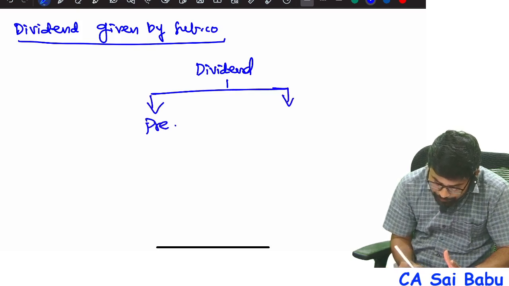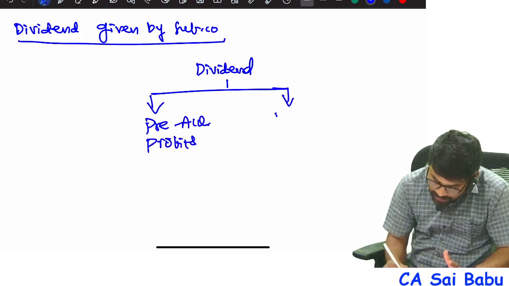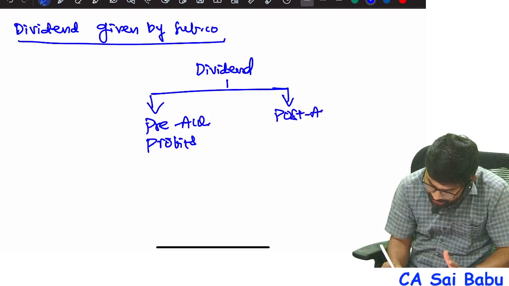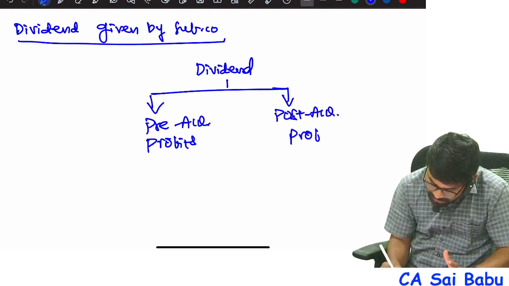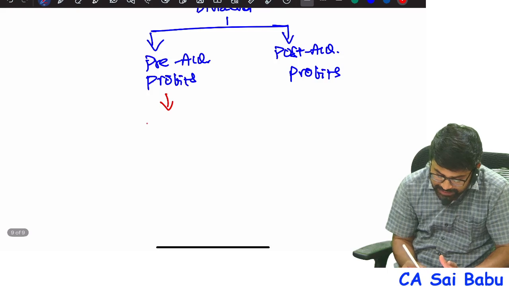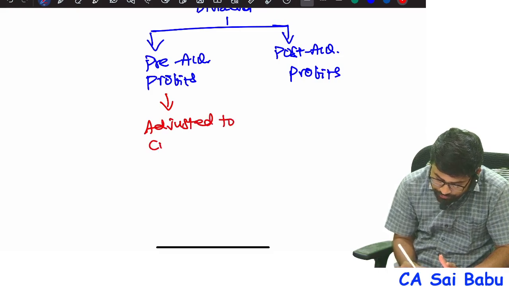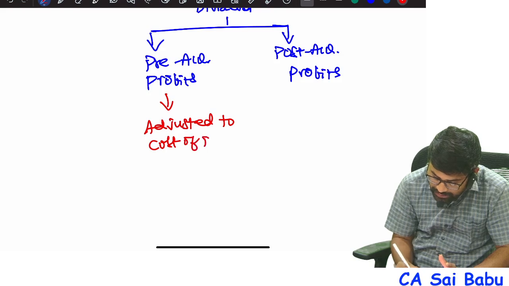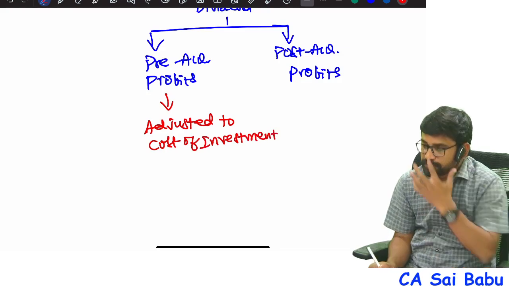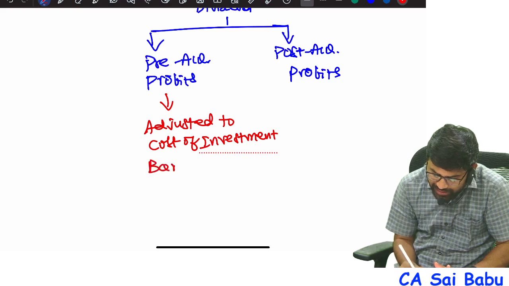Dividend given from pre-acquisition profits, or post-acquisition profits, you have to see. If dividend is given from pre-acquisition profits, simple, then the dividend is adjusted to the cost of investment. It is nothing but treated as recovery of my cost. Recovery of my cost. Therefore, as a parent company, what entry will I write?